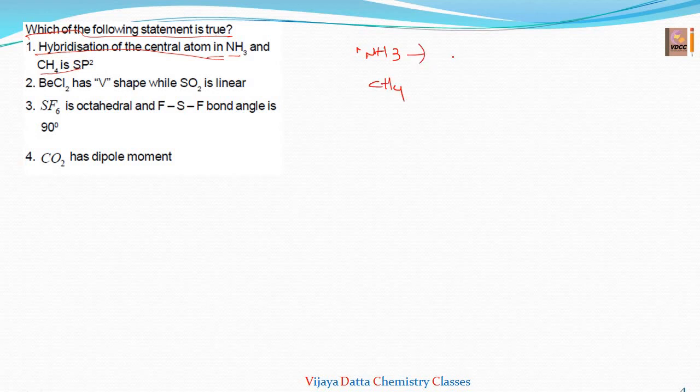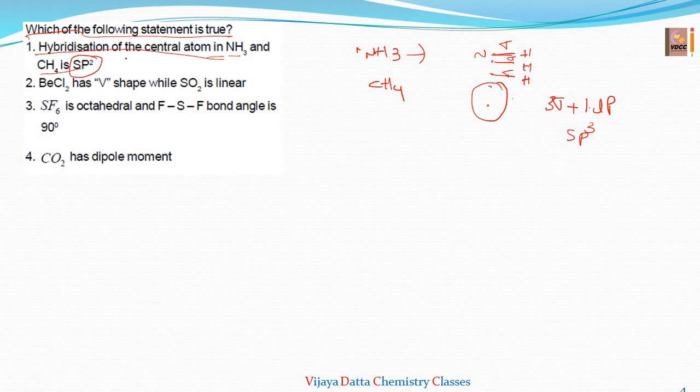See here, the NH3 molecule: nitrogen belongs to which group? Fifth group, so write the 5 valence electrons: 1, 2, 3, 4, 5. Hydrogen forms only single bonds, so 3 electrons will form bonds with the 3 hydrogens. The remaining 2 electrons we consider as a lone pair. Each bond is a sigma bond, so there are 3 sigma bonds plus one lone pair, so 3 plus 1 makes 4. The hybridization is sp3, but he has given sp2, so this statement is wrong.